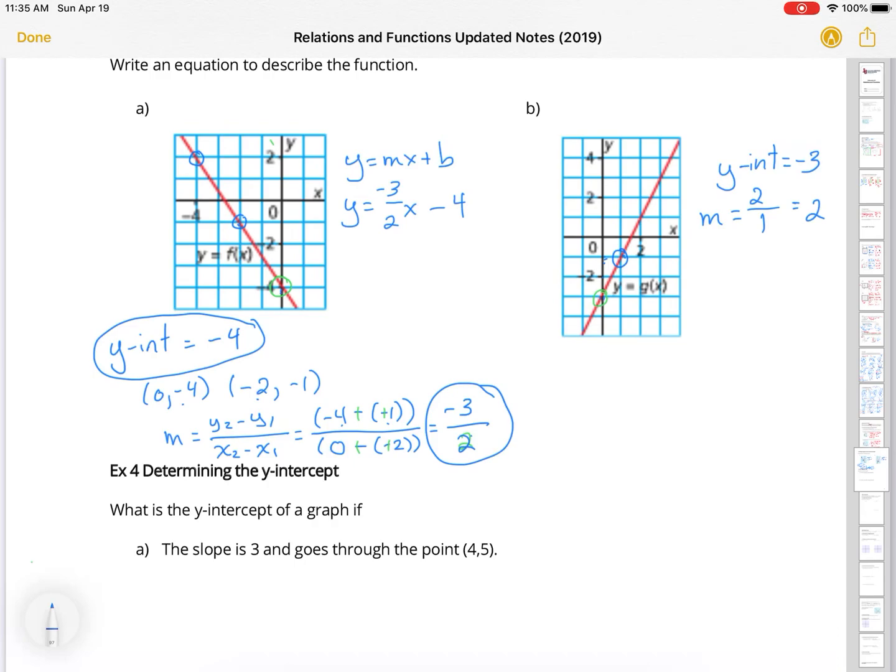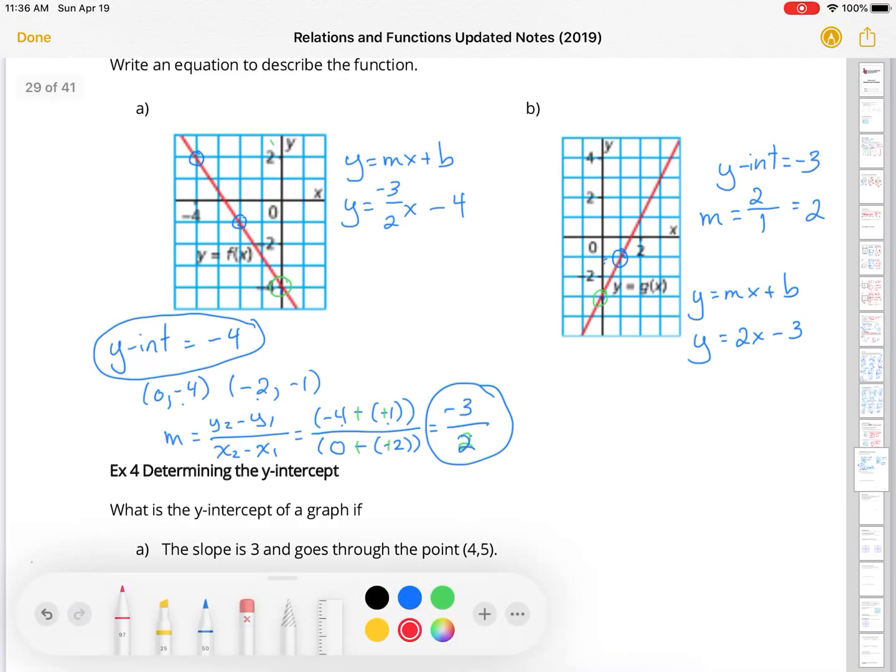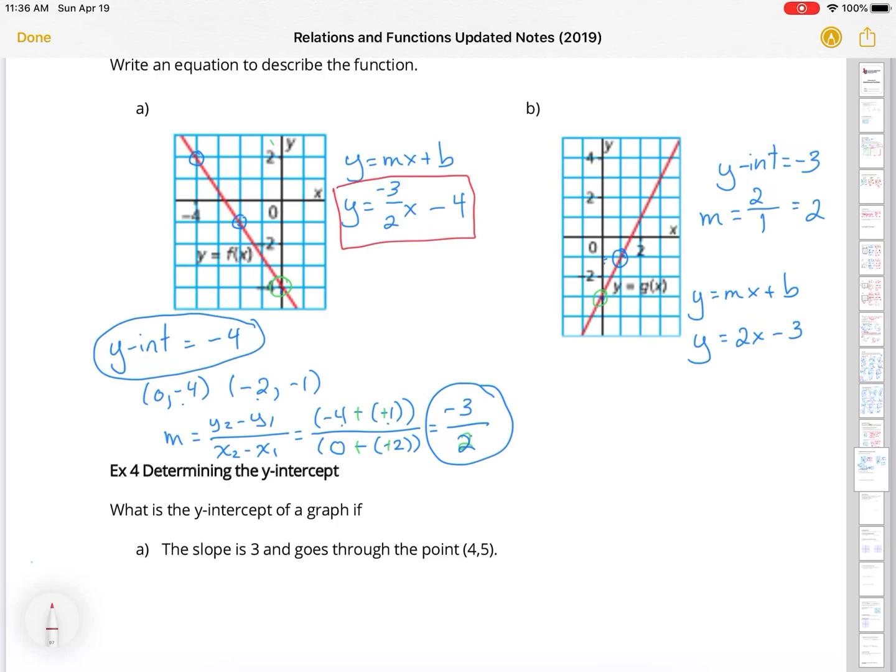So from that, I have all the information I need. So y is equal to mx plus b, and I know my m is 2, so 2x, and my b is -3, and that would be my answer. And I always like it when you do these questions if you put a nice little box around the answer so that the teacher can find it when they're marking.